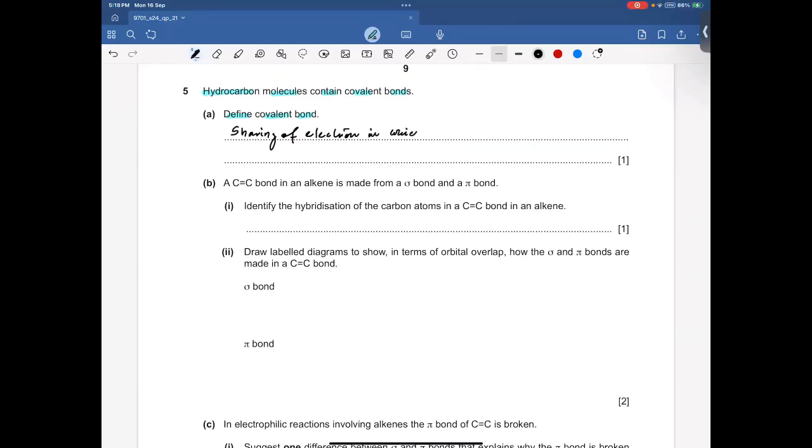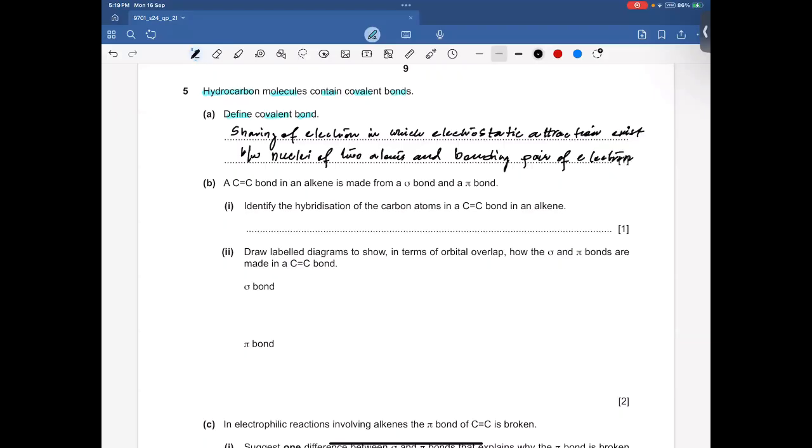in which electrostatic attraction exists between nuclei of two atoms and bonding pair of electrons. By the way, a bonding pair of electrons is also called a shared pair of electrons.